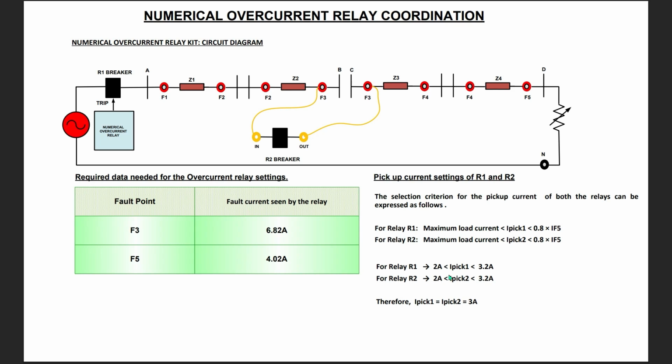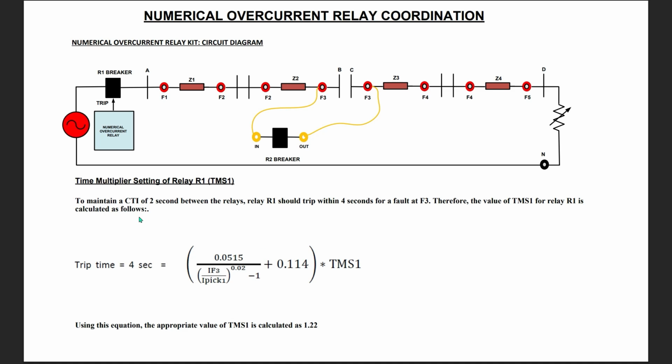In our experimental setup, the load consists of LED indicators which draw relatively very low current. Hence, we assume that both relays R1 and R2 carry the same load current of around 2 ampere. And the upper limit is around 80% of 4.08, which comes to around 3.2 ampere. Therefore, we select the pickup current of both relays, the backup relay R1 and the primary relay R2, as 3 ampere. With this, we are able to determine the time multiplier setting of relay R1.